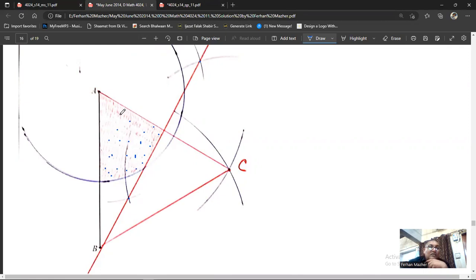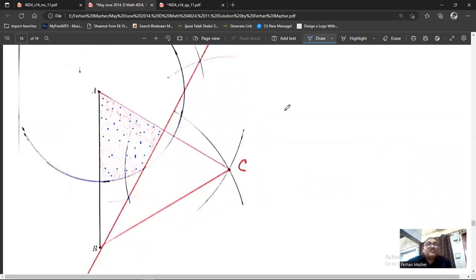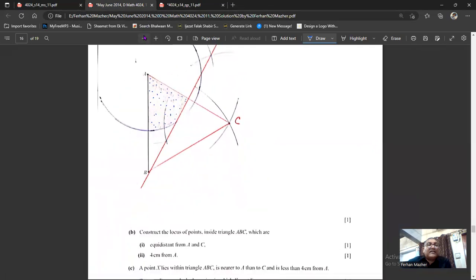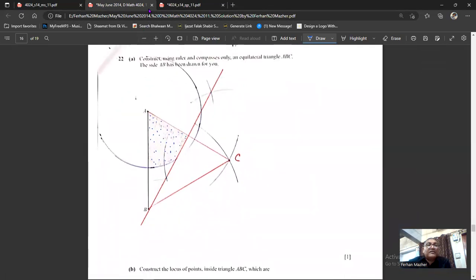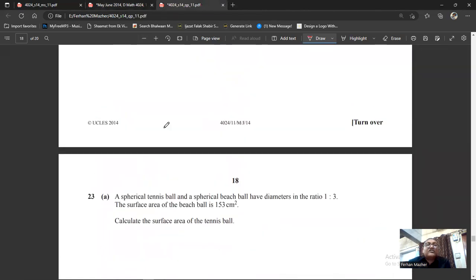So now I hope it's clear to you. This is the area which is shaded. I hope you understand. Let me show you the marking scheme. This is that shape. Let me reduce the size so you can see it more clearly. Hopefully you understand. We are going to the next question.